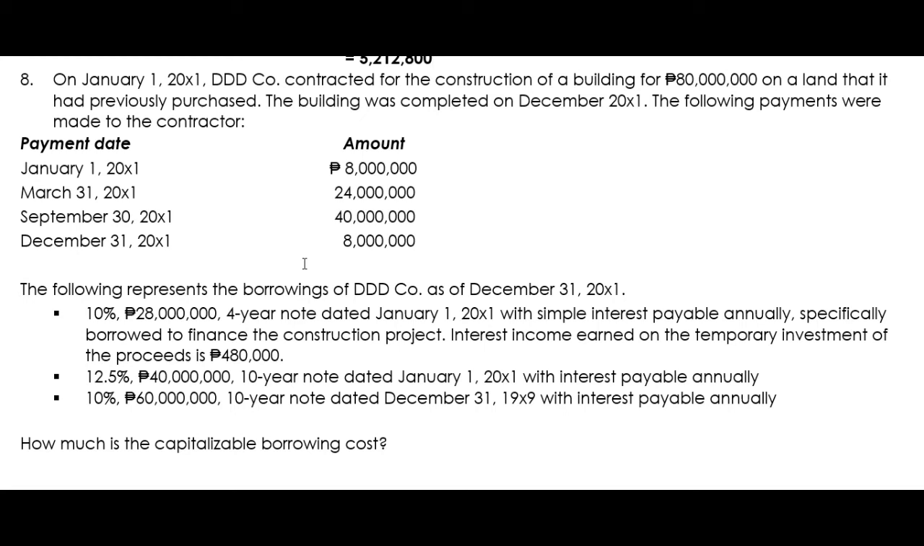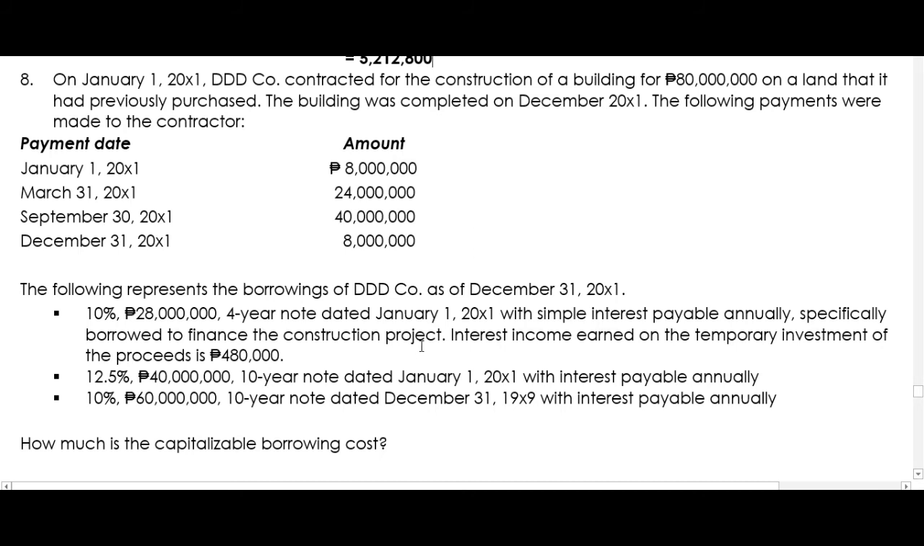Okay? So, ano ang nangyari dyan? Meron kang kino-construct. Or nagpa-construct ka, I mean. May hinire kang contractor. Tapos ito yung mga nagastos natin. Tapos, meron siyang mga additional details. Sabi, the following represent the borrowings of the DDD company as of December 31, 20X1. So, ito naman yung mga gastos. Okay? How much is the capitalizable borrowing cost?